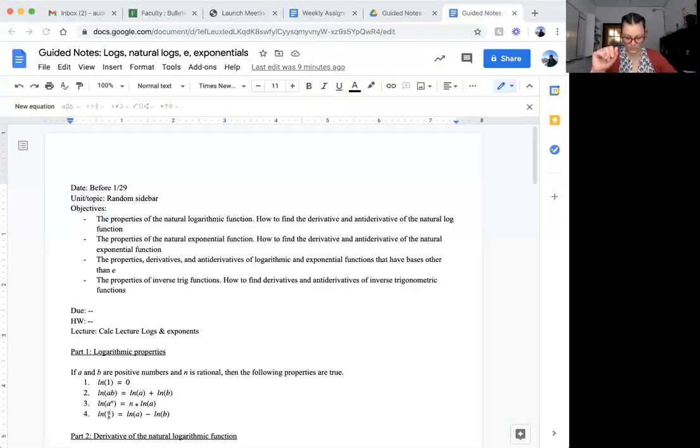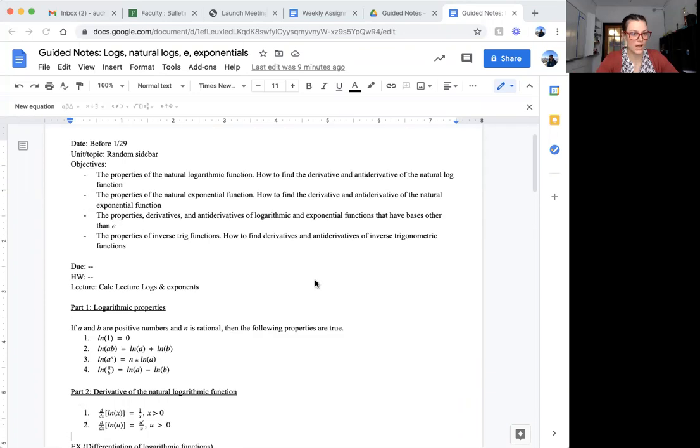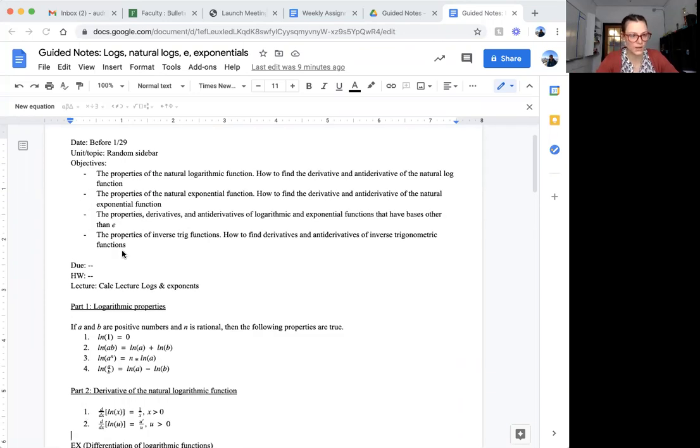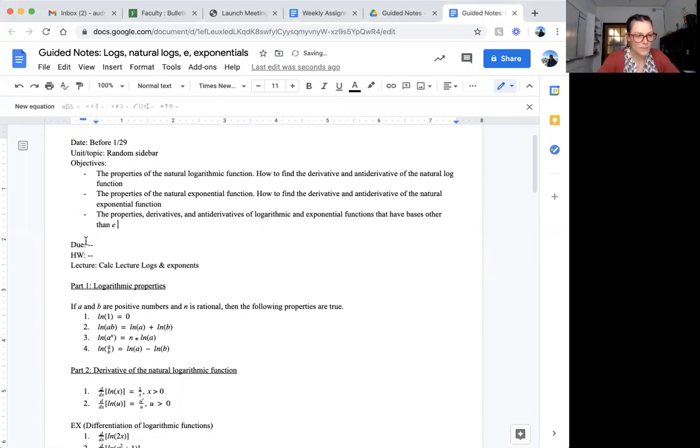So today we are doing a crash course on everything log, e, exponential, including both derivatives and integration. So let me share my screen and get those notes pulled up. Random sidebar: properties of natural logs, derivatives and antiderivatives, same thing with e, and inverse trig we are going to do later, so that's going to be deleted.